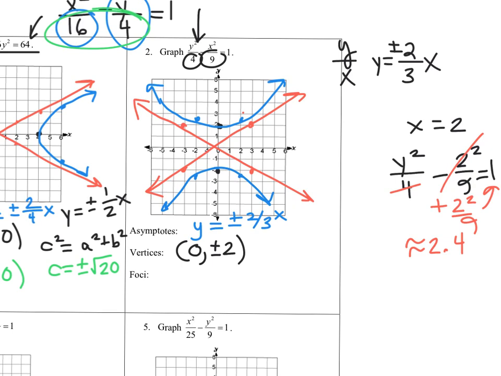My foci can be found by doing c squared equals a squared plus b squared. So this is going to be the square root of 13. So c equals plus or minus the square root of 13. But remember, my foci are going to be on the y-axis. So it's going to be 0, plus or minus the square root of 13.